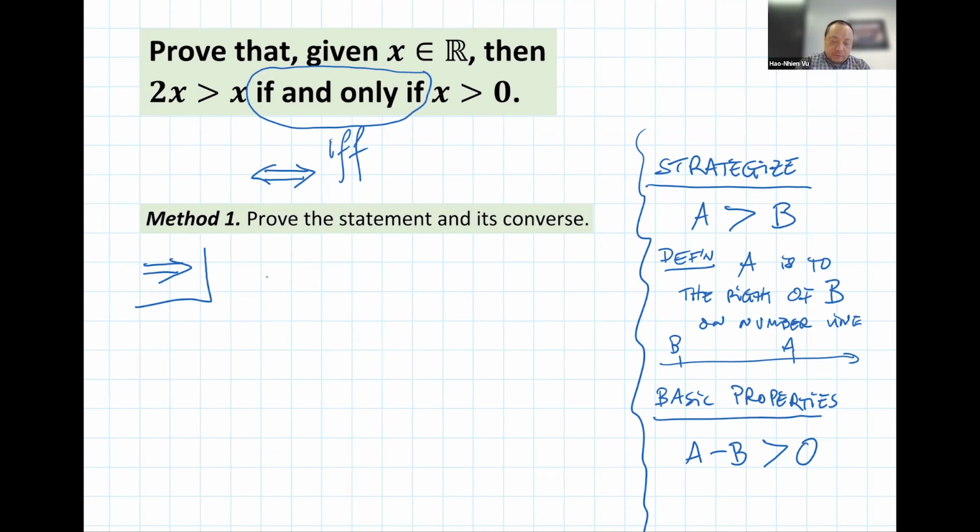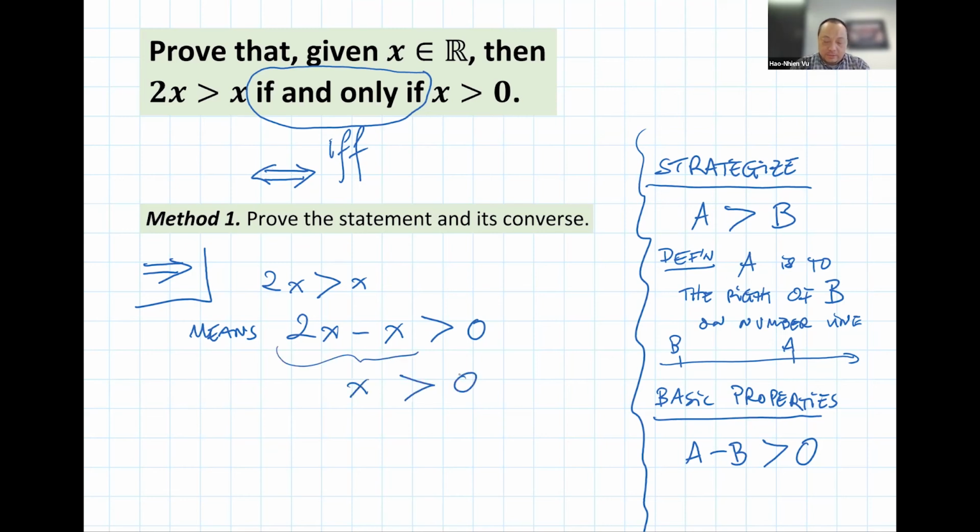So I start out with 2x greater than x, and I use this basic property and say that that means 2x minus x is greater than 0. Like I said, you can also think of it as subtracting x both sides. Well, 2x minus x is just x greater than 0. Oh, there we go. I start out with 2x greater than x, and I end up with x greater than 0. So I have successfully proven the statement going this way.